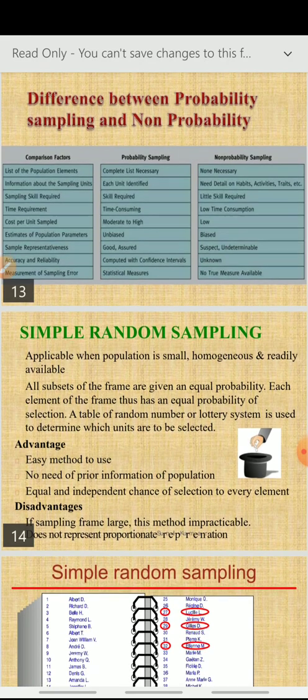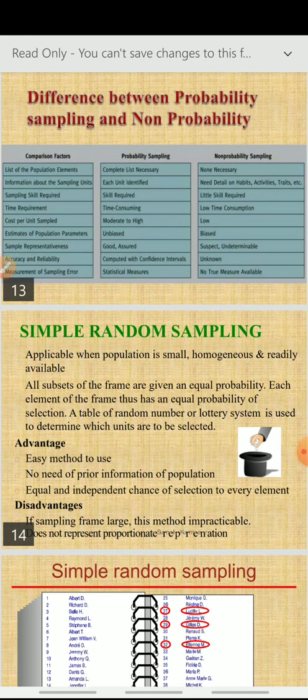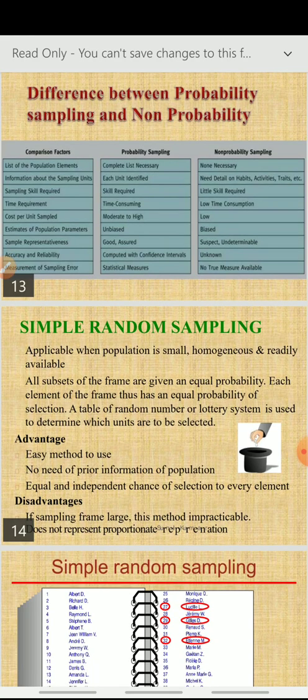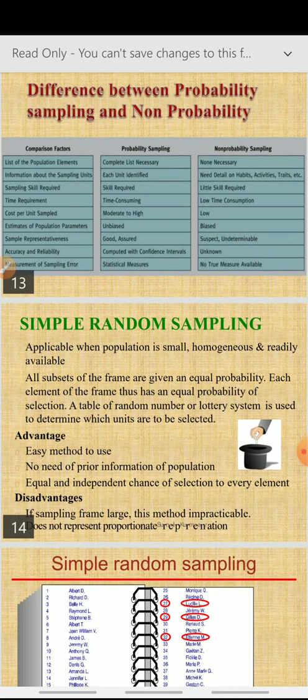Information about the sampling unit: each unit is identified, whereas in non-probability we need detail on the habits, activity, and traits of consumers, etc. In random sampling we need some techniques and skills, but little skill is required in non-probability. Time requirement: probability is very time consuming because we are going through a technical method.